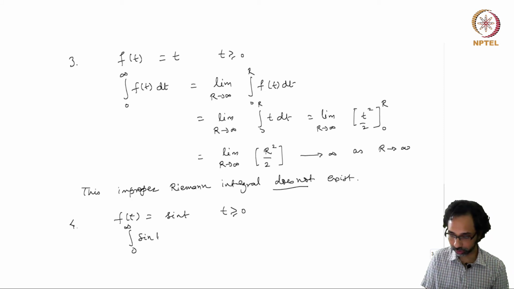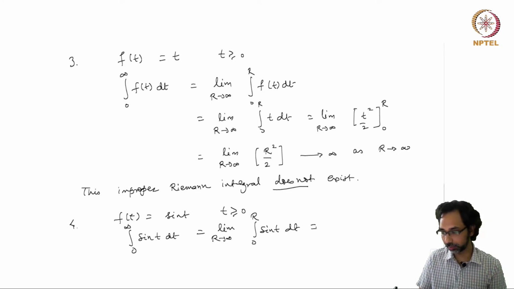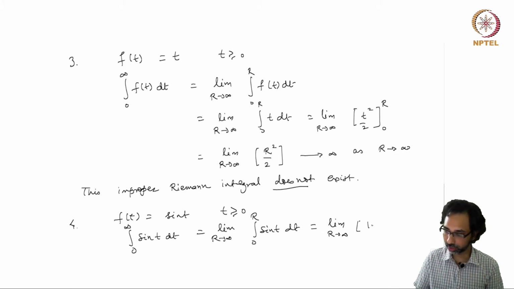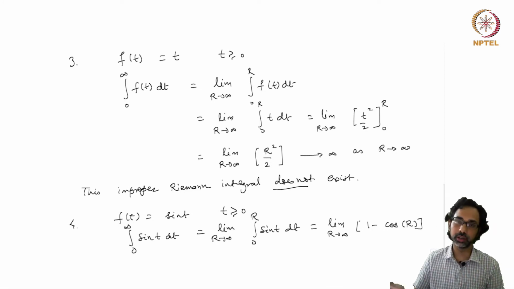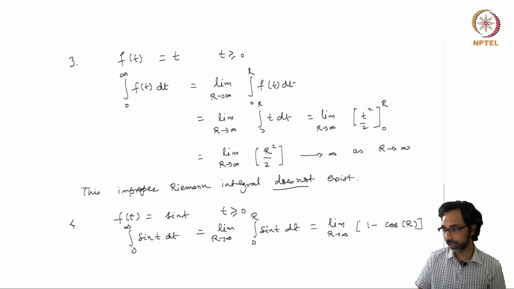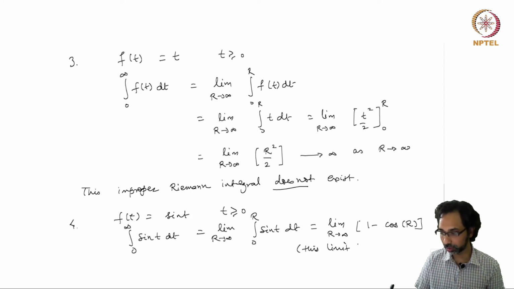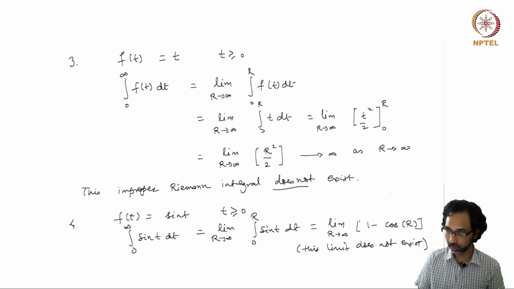If you compute the integral from 0 to infinity of sin t dt, this is the limit as r goes to infinity of the integral from 0 to r of sin t dt, which gives 1 minus cos r. But in the second term, this cos r term does not converge to any finite limit as r goes to infinity, because the cos function will oscillate between -1 and 1 infinitely often. So this limit does not exist, and so we also say that this improper Riemann integral of f(t) equal to sin t does not exist.